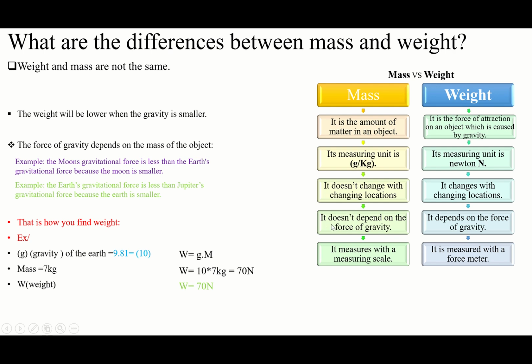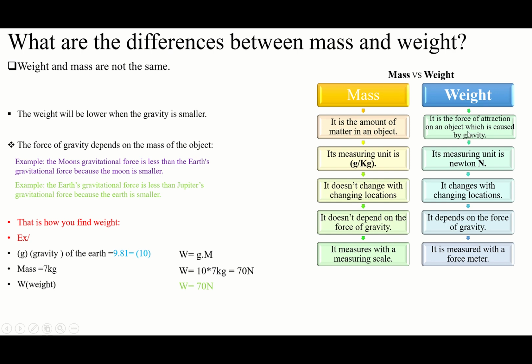Mass doesn't depend on the force of gravity. It means force of gravity is not going to decide our mass. Force of gravity will be 0, will be 1, will be 2, will be 100. Your mass is the same. If you are 80 kilograms, you will stay 80 kilograms. You are 10 kilograms, you will stay 10 kilograms. Your mass will not change by changing gravity. It doesn't depend on the force of gravity.